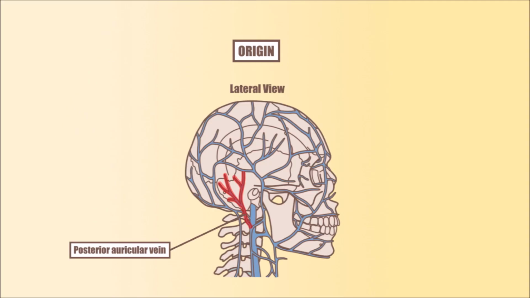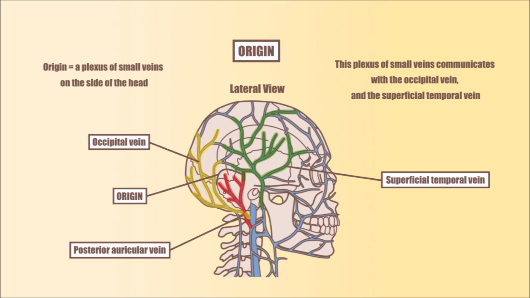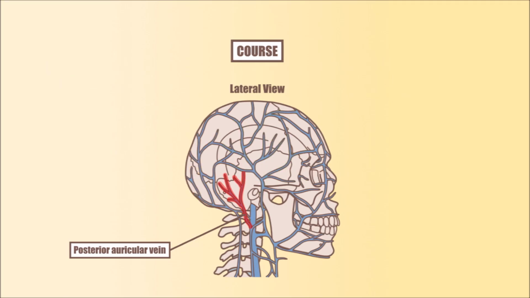Where does this vein originate? This vein originates on the side of the head from a plexus of small veins. This plexus of small veins communicates with the occipital vein and the superficial temporal vein. The occipital vein can be seen here highlighted in yellow, and the superficial temporal vein can be seen here highlighted in green.